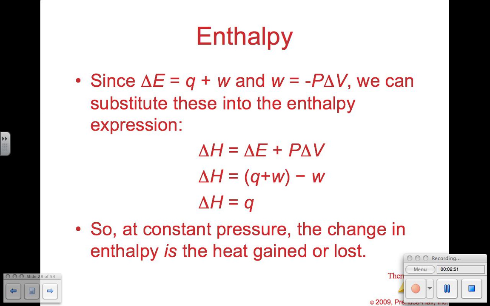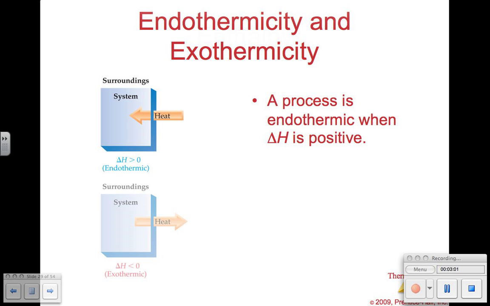So at constant pressure, the change in enthalpy is the heat gained or lost in a reaction. So delta H can be either positive or negative depending on the type of reaction: endothermic or exothermic. Something that is endothermic is when delta H, or the enthalpy, is positive. It's endothermic, meaning it absorbs heat, and so the delta H of the reaction is said to be positive.